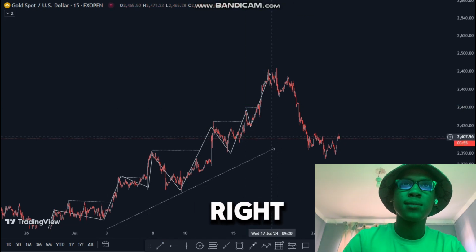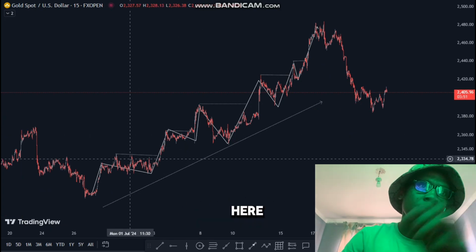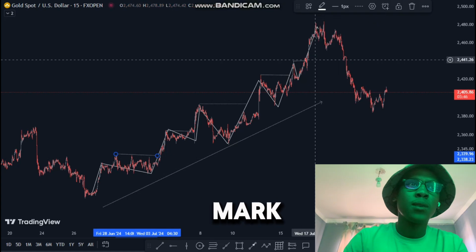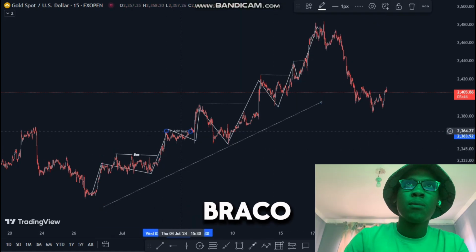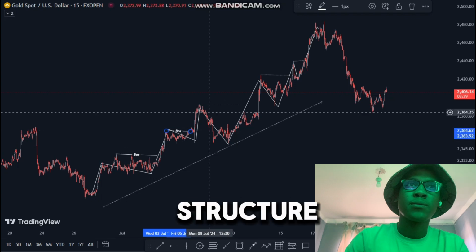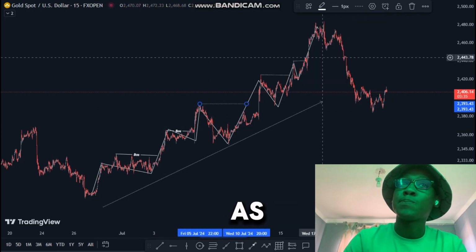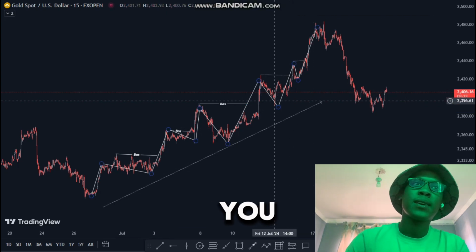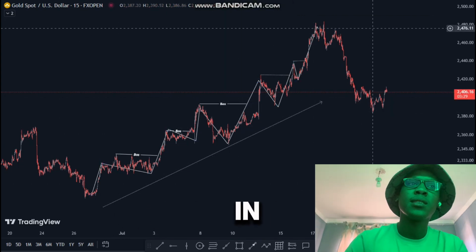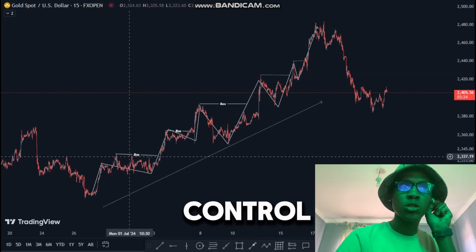So all of those lines that I just drew around here are what we call a break of structure. Let me mark them as break of structures, mostly known as BOS. So you can see, guys, there were break of structures, meaning there was a continuation in the pattern. That means the market was trending up, and the buyers were in control of the market.